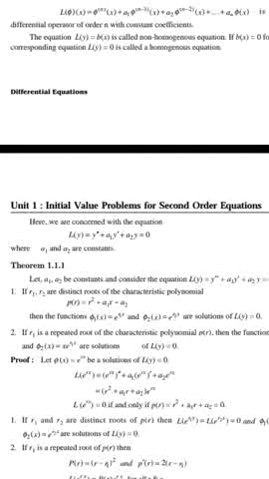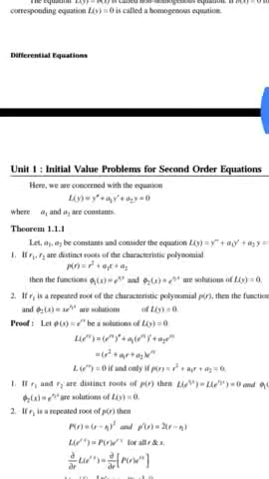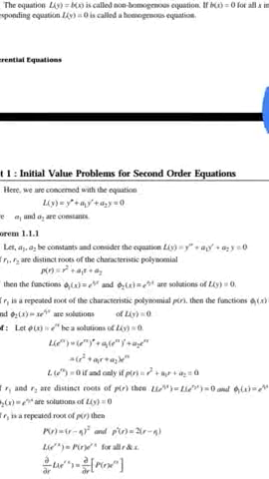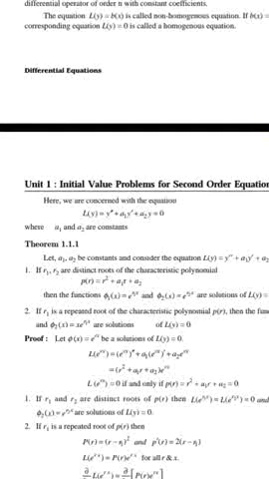L of y is equal to 0, a second order differential equation y double dash plus a1y dash plus a2y is equal to 0, where a1, a2 are constants. Theorem first: let a1, a2 be constants and consider the equation L of y is equal to y double dash plus a1y dash plus a2y is equal to 0. If r1, r2 are distinct roots of the characteristic polynomial p of r is equal to r square plus a1r plus a2.